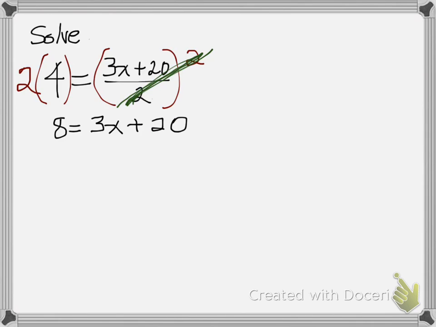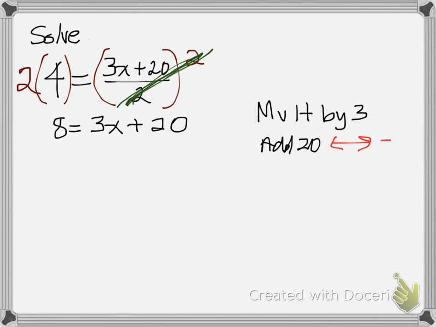So what are the 2 operations that I see? I see multiply by 3, right? And I see add 20. And then I have to do the inverse of those. So what's the inverse? The inverse would be subtract 20. And the inverse here would be divide by 3. Okay? So which one am I going to undo first? Subtract 20. So I'll subtract 20 from both sides.